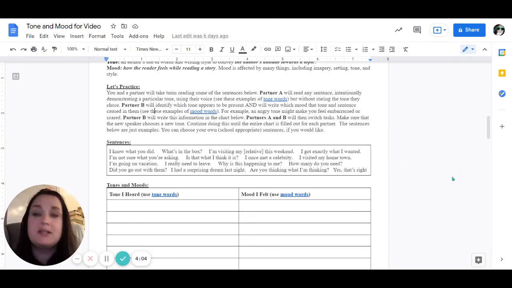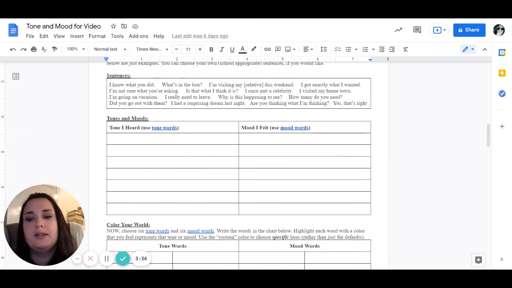And then I gave them a set of sentences, and they were partnered up. Each kid, back and forth, would read one of the sentences while trying to demonstrate one of the tone words from the list. So it got them actively looking at different possibilities for tone words and mood words as they were choosing their tone and then trying to figure out the speaker's tone and then describe their mood. So it was a really simple activity, pretty quick. They just said their sentences back and forth, choosing a tone each time. And then the listener would have to write down the tone that they heard.